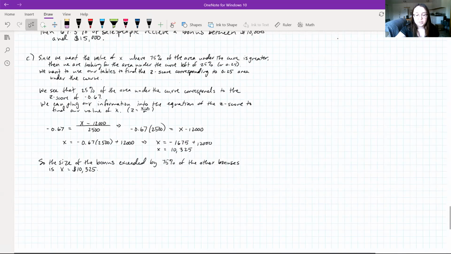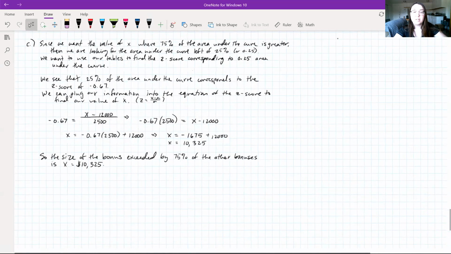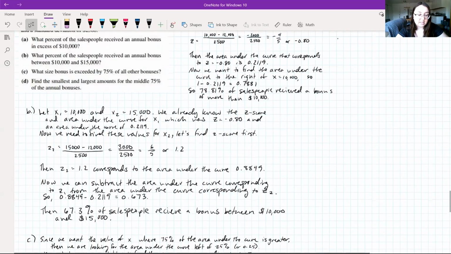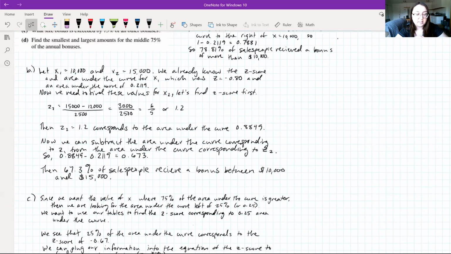And that's because since we knew that this value had to be exceeded by 75% of all other bonuses, then remember we take 100% minus 75%, that gives us 25%. By finding the z-score that corresponds to 25% of the area under the curve, or 0.25, we were able to find our value of x using our z-score. Then lastly, we have part D, where we want to find the smallest and largest amounts for the middle 75% of the annual bonuses.